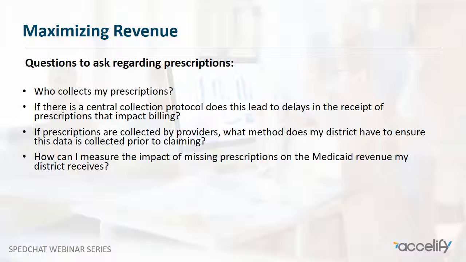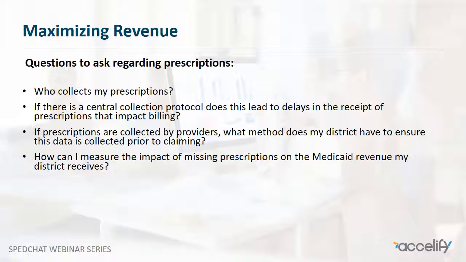Now, when this is collected by your providers, the biggest thing we see happen is that delay in revenue. The provider collects it, and they keep it in their folder, and they don't pass that information on. So you do want to make sure that your OT/PT lead, or whoever is managing your Medicaid process, does have a system for monitoring who has received OT and PT services and what prescriptions have come in.